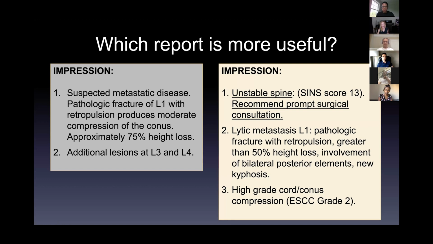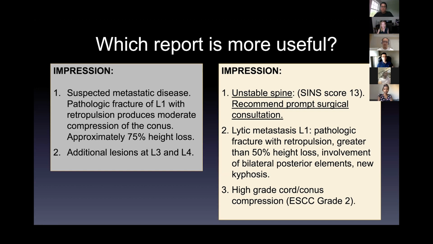I'd be curious at this point to know how many of you, John Coy, do you use the SIN score, epidural spinal cord compression scale? And anybody in the audience, if you could type it in the chat box too, if you use that, or if you've heard that. And you'll have to tell me because I can't see the chat box.